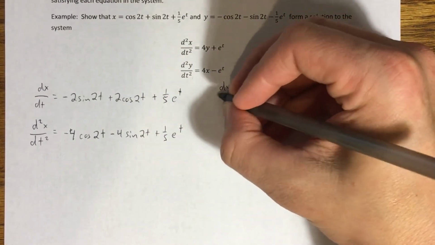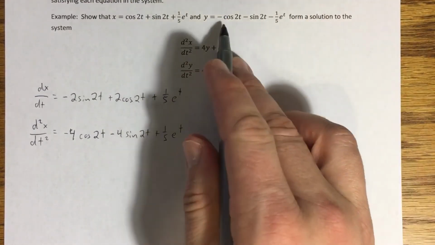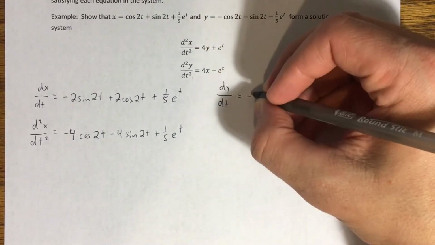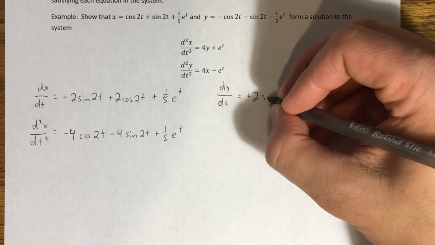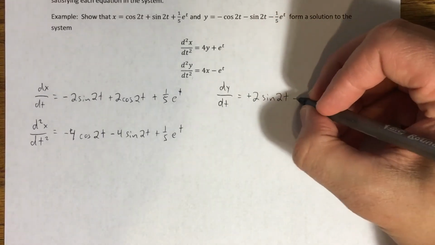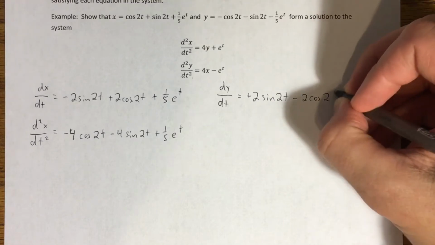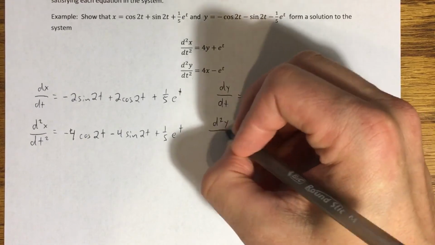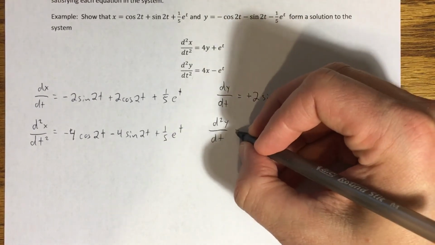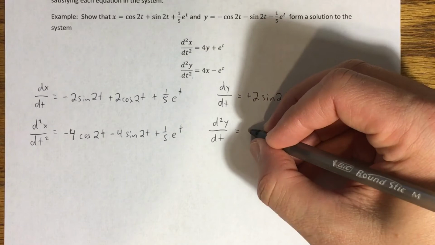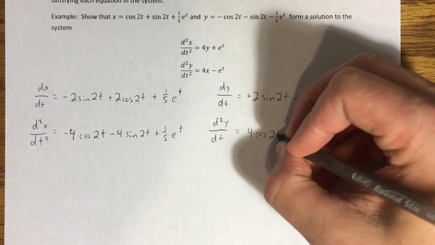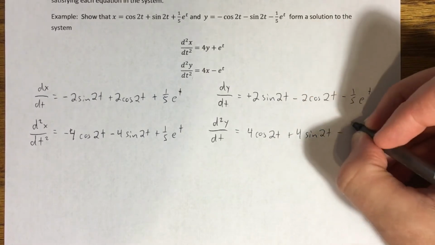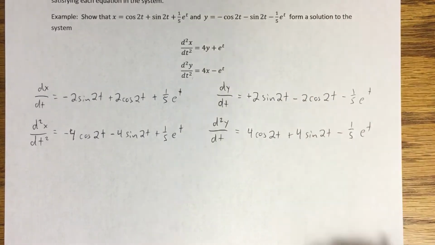Okay, let's do y now. What is dy/dt? Well, I have y up here. That's going to equal negative, actually this will be positive 2 sine of 2t minus 2 cosine of 2t minus 1/5 e to the t. Second derivative equals, this will be 4 cosine of 2t plus 4 sine of 2t minus 1/5 e to the t.